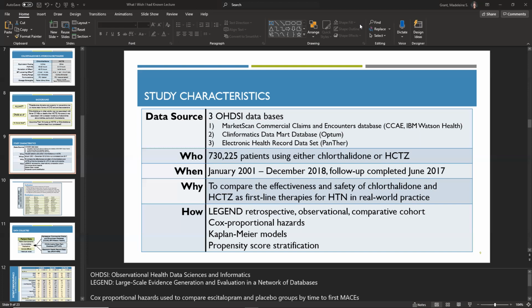When looking at who, this is where you want to include your N equals value. So you want to include how many patients were actually included in the study. If there were patients that were excluded, you can talk about that in the inclusion and exclusion criteria portion.